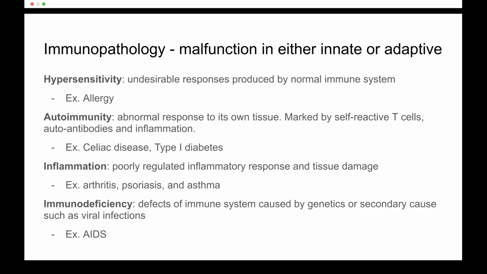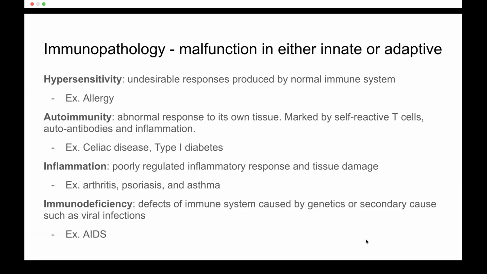So basically, the paper talked about hypersensitivity, which is when our immune system overworks itself, and it will produce an undesirable response to a normal immune system stimulus. For example, allergy. The immune system will produce a very strong reaction toward the allergens.